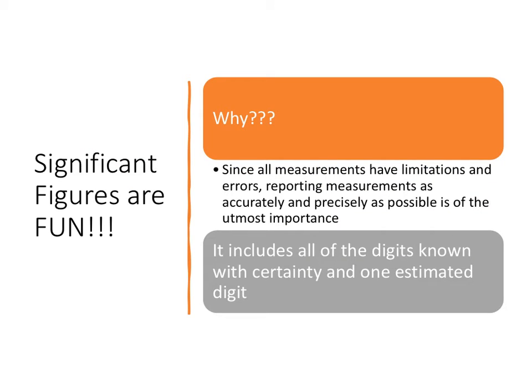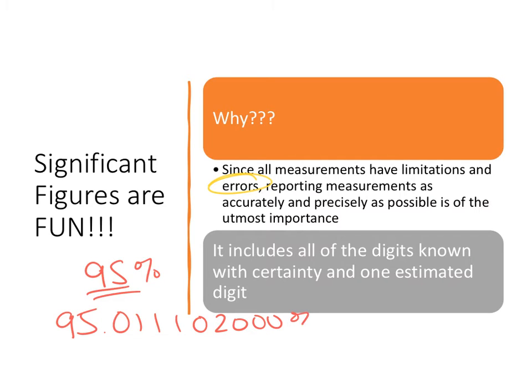So the reason why we use those sig figs is because those measurements do have limitations and there are errors in it, right? So we're going to have to estimate when we're filling up that graduated cylinder to that degree of uncertainty. So when we say that the vaccine for corona is 95% effective, right? That means that it is 95% effective. It does not mean that it's 95.011102000% effective, right?